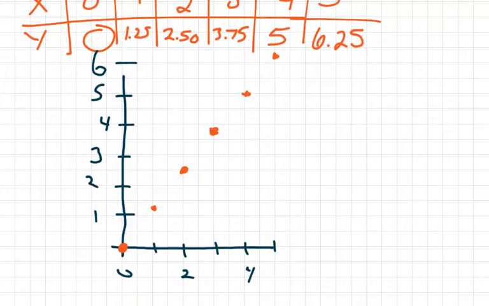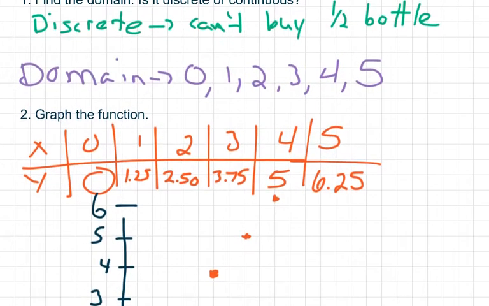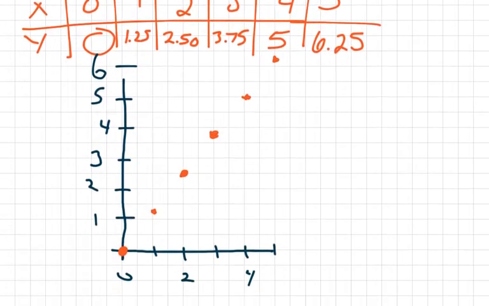We're not going to draw the line between them because we said we have a discrete domain. We can't buy half a bottle. We're not going to have extra points in between these that would help us make our line. So we just have the red marks. We don't need the green ones because it's a discrete domain. We can't buy a third of a bottle or a half of a bottle or a quarter of a bottle or anything like that. So it's just going to be those 6 points on the graph.